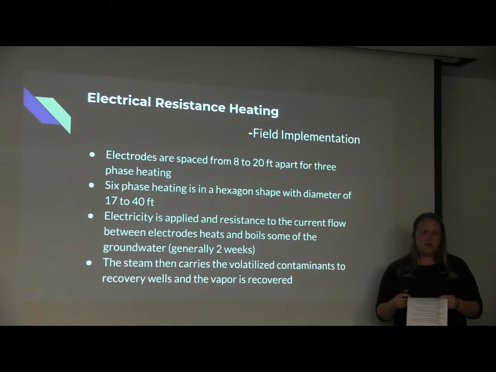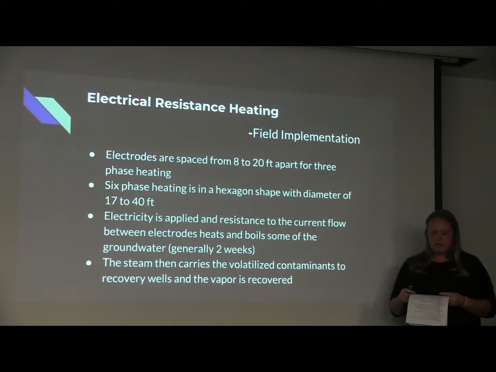The steam that is generated from the boiling groundwater carries the volatilized contaminants to the recovery wells, and then the vapor is recovered at the surface. ERH has been most widely used to treat VOCs like TCE, PCE, and methylene chloride.